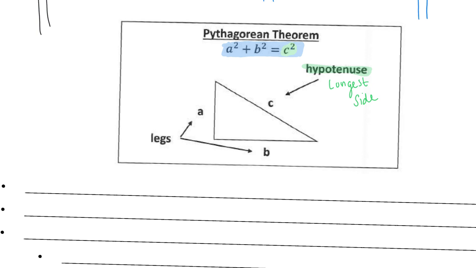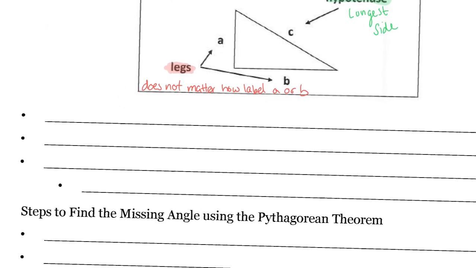And for the most part, it's always the one on the slant. The A and the B, they're your legs. It doesn't matter. You can get them flipped up. It does not matter which you label A or B, because they go in the same spot in the equation. So just know that the legs are A and B. Okay? So let's get into some information about the Pythagorean theorem.